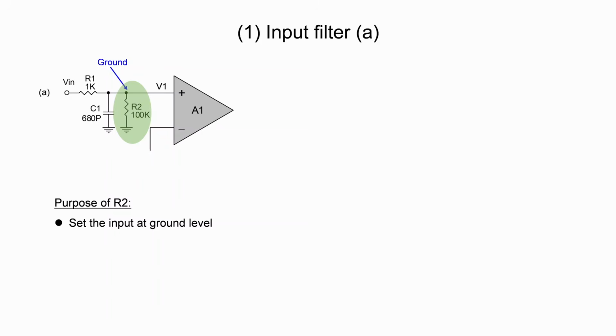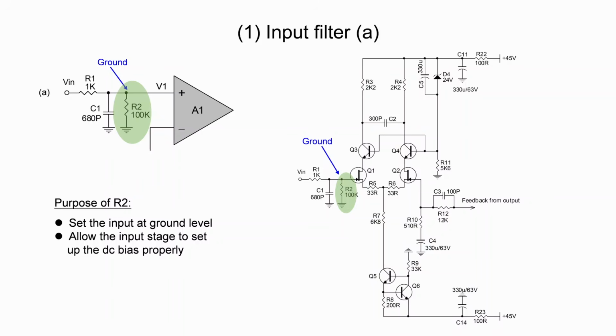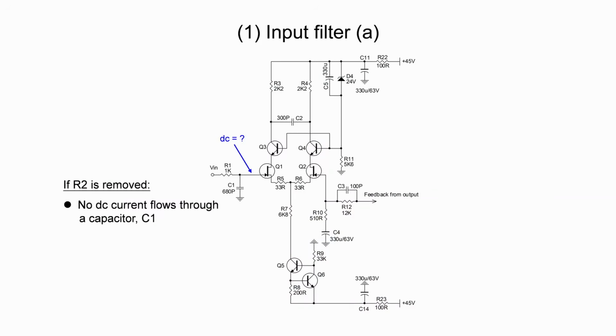What is the purpose of resistor R2? As a matter of fact, R2 is an important component. Resistor R2 helps the input stage to establish DC quiescent bias properly. Imagine if R2 is not in place. What is the DC potential at the input?